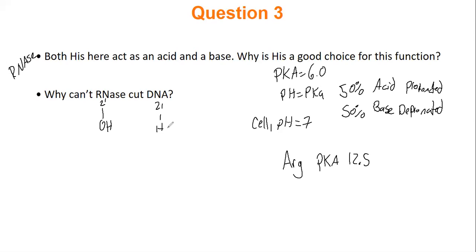So we need that OH group for this whole mechanism to work. That's why RNase can be specific for RNA and leave DNA alone. For the mechanism to work, it needs to attack that 2' hydroxyl.